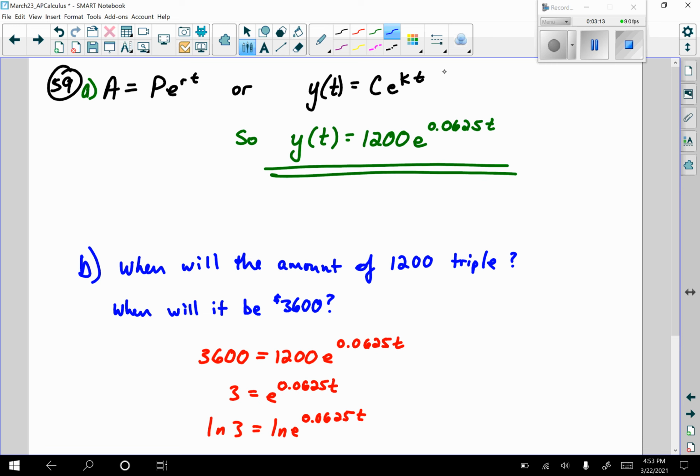For part a, it says find a formula for the amount in the account at any time t. In this case, I'm just using the second one. y of t is going to equal 1200 times e to the 0.0625 times t. That's all we had to do for that.